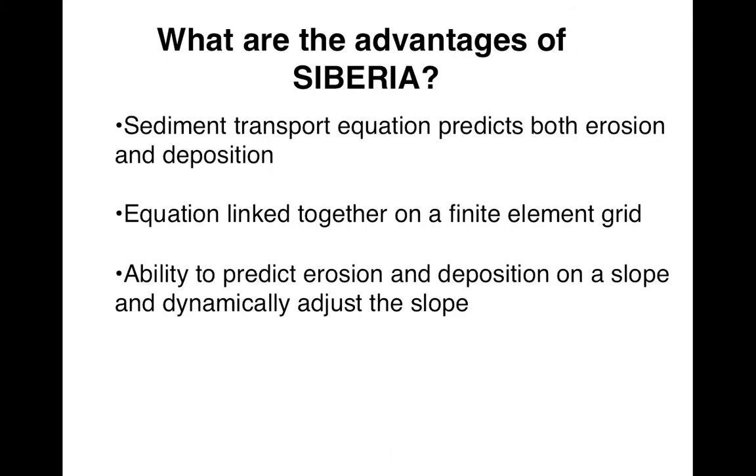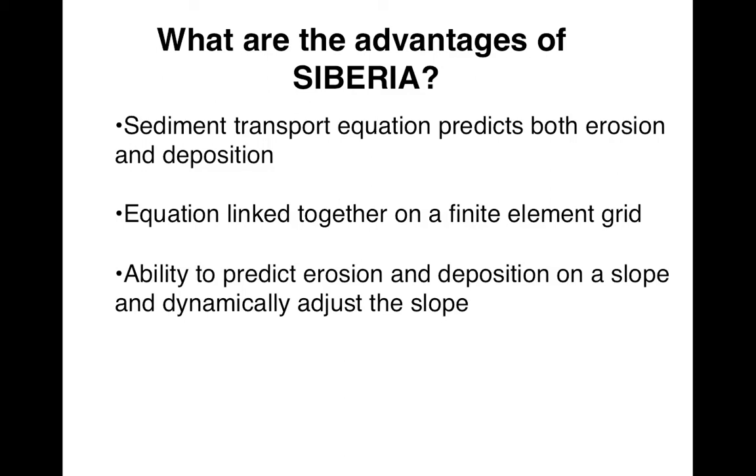And so Greg's model, Siberia, is one of these models that incorporates all these processes to look at how landscapes evolve in the long term. Right, so the sediment transport equation predicts both erosion and deposition. So you move sediment from one place to the next, and if erosion at one place is less than the amount of sediment that's moved in, then you get net deposition. Whereas if the total erosion is greater than the total sediment coming in to that point, then you get net erosion. And that's how you get both.